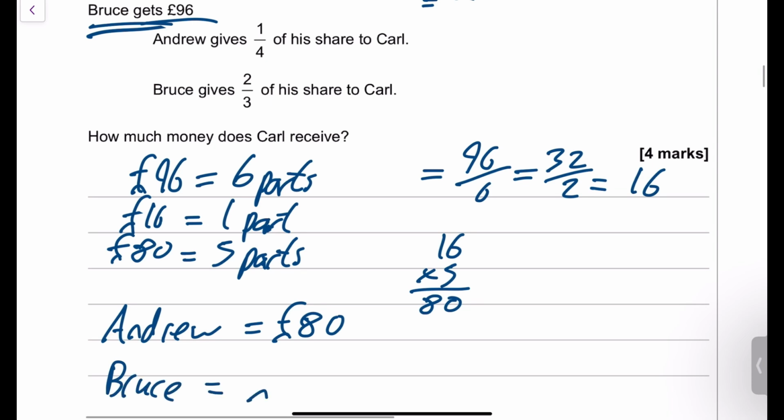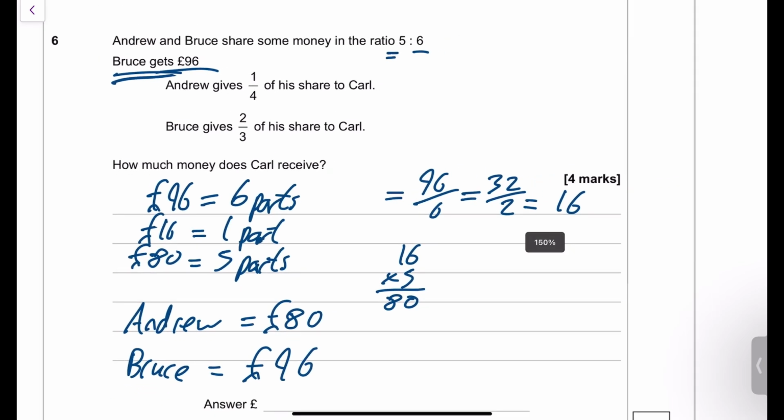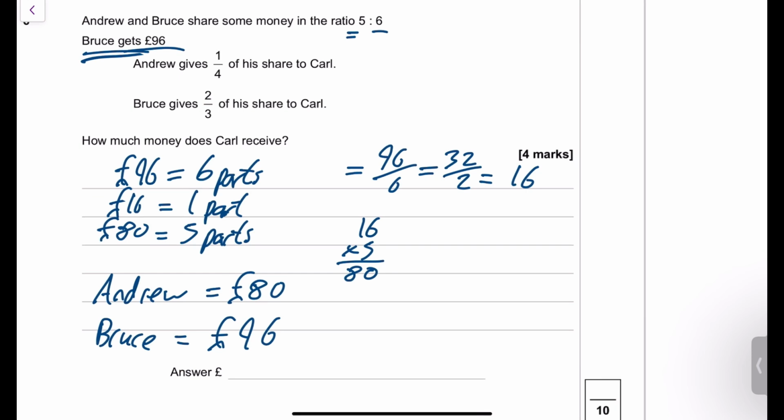Bruce, we know in the question, gets 96. And then it says Andrew gives, I haven't got much room here, Andrew gives 1/4 of his share to Carl. So Carl gets 1/4 times 80. And then 2/3 of Bruce's, so 2/3 of 96. So that's just going to be 20. 1/4 of 80 is 20.